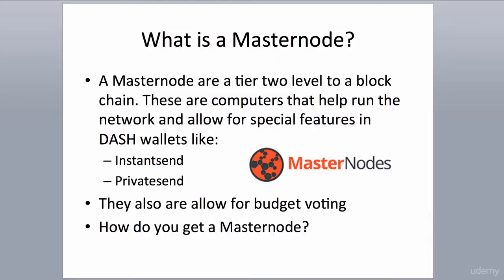Hello everyone, I hope you're doing well today. In today's lecture, we're going to be talking about masternodes. What is a masternode? It is a bunch of computers that are formed together on a network where it is considered a second tier level to the original blockchain. What is the original blockchain really quick? It is just the basic peer-to-peer exchange from sending Dash from one address to another without anything in between.